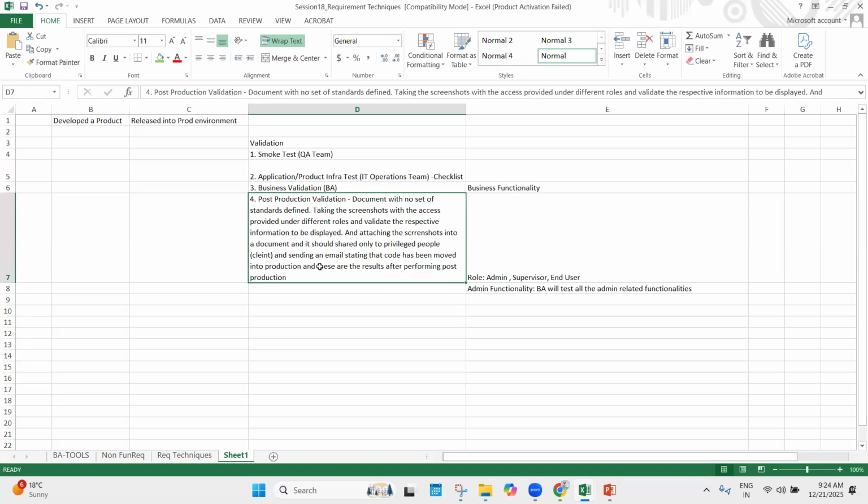Only the BA is the person who is supposed to do this post-production validation, and he is the person who has the rights to send an email to the client that the code has been deployed. We have taken the necessary screenshots based on the different access levels, the system is displaying information as per the requirements, and these are the attached screenshots. This is how we perform the post-production validation as a business analyst whenever we have the production deployment done.